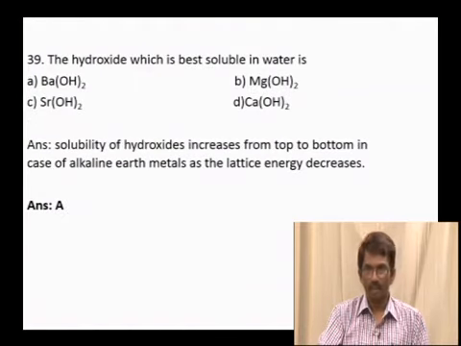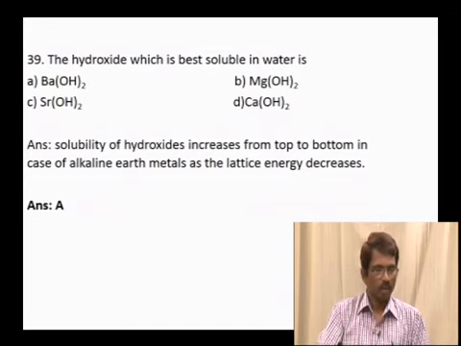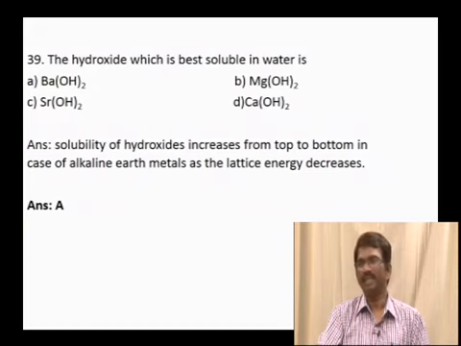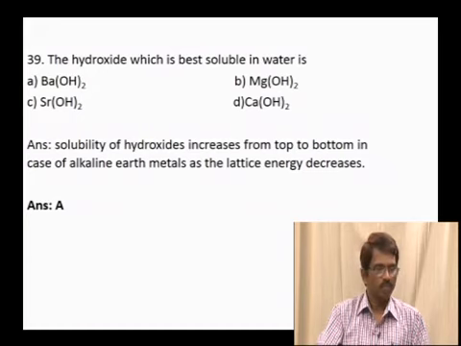Question number 39, the hydroxide which is best soluble in water. You have been given alkaline earth metal hydroxides here: barium hydroxide, magnesium hydroxide, strontium hydroxide and calcium hydroxide. The solubility of hydroxides increases from top to bottom when you move down along the alkaline earth metal group because of the decrease in lattice energy. So the bottommost element is barium, and therefore the barium hydroxide will have maximum solubility, and the correct option is option A.